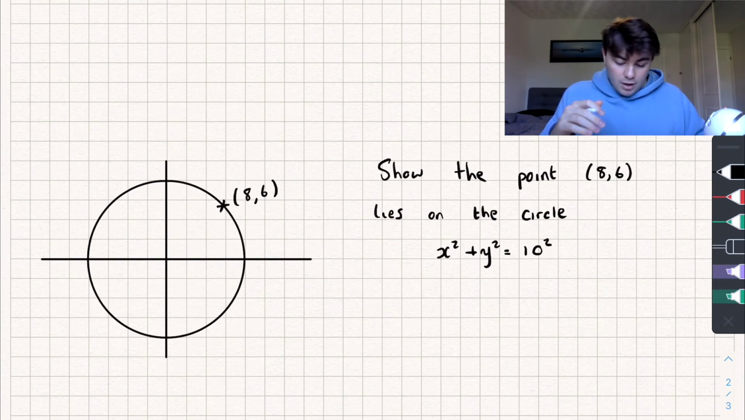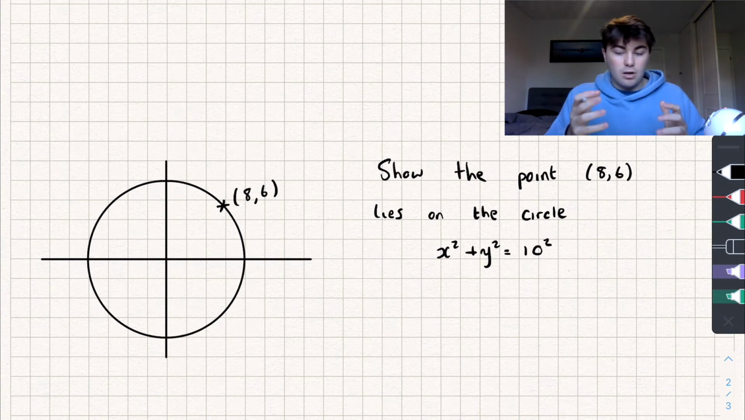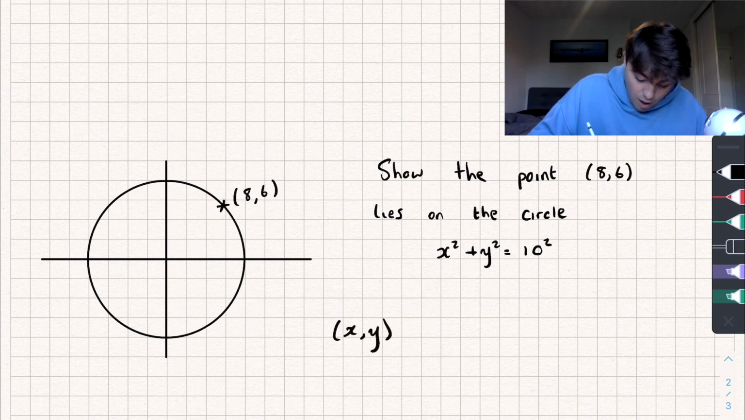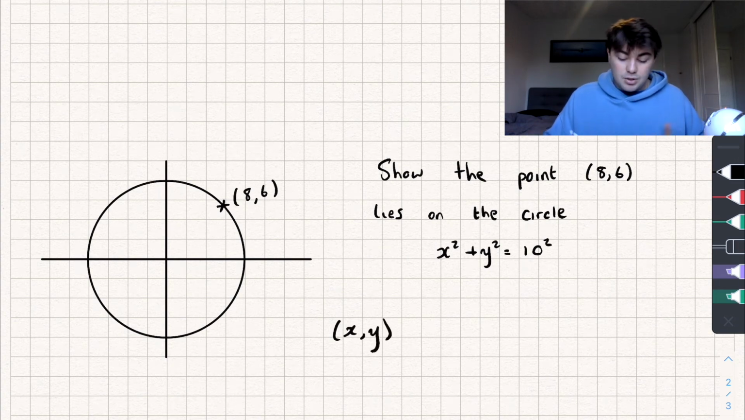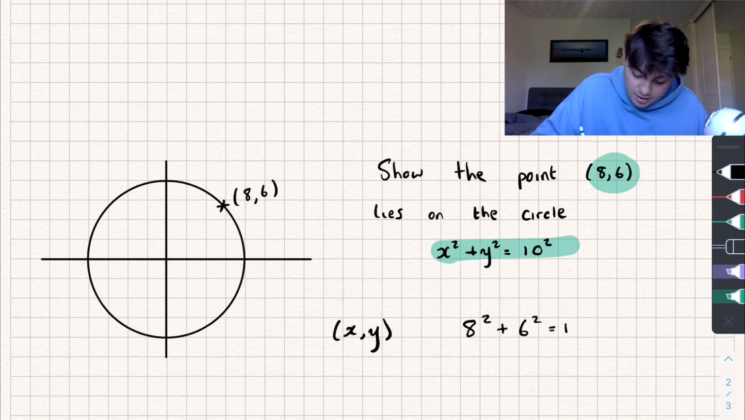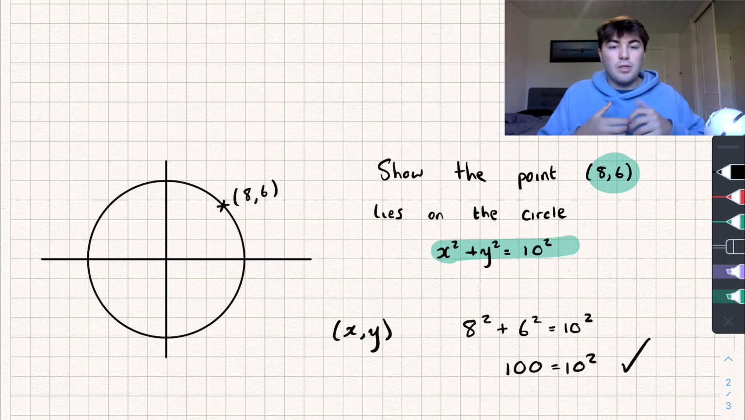So let's look at one final example. So we've been given that same circle, and it says, show that the point (8, 6) lies on the circle x squared plus y squared equals 10 squared. Now the way we're going to do this is, well, remember that coordinates are written x and then y. And so all you have to do is substitute the point (8, 6) into the equation of the circle. And so we get 8 squared plus 6 squared equals 10 squared. And if you work that out, you get 100 equals 10 squared. And because that equation still works, then those points are going to be on that equation of the circle.